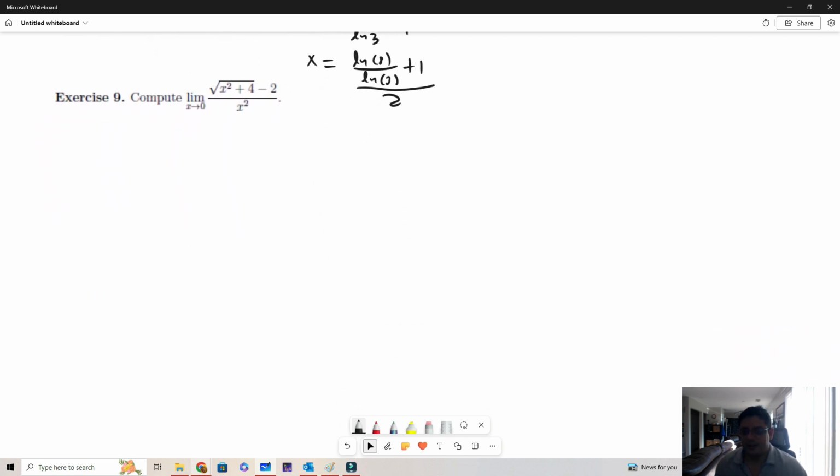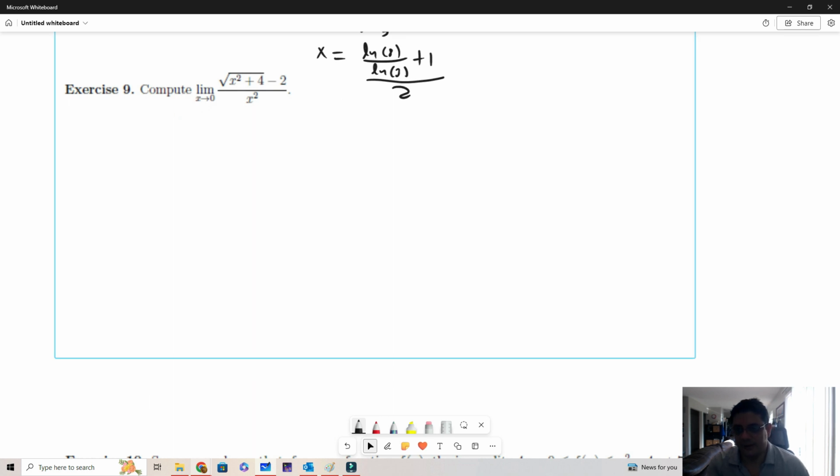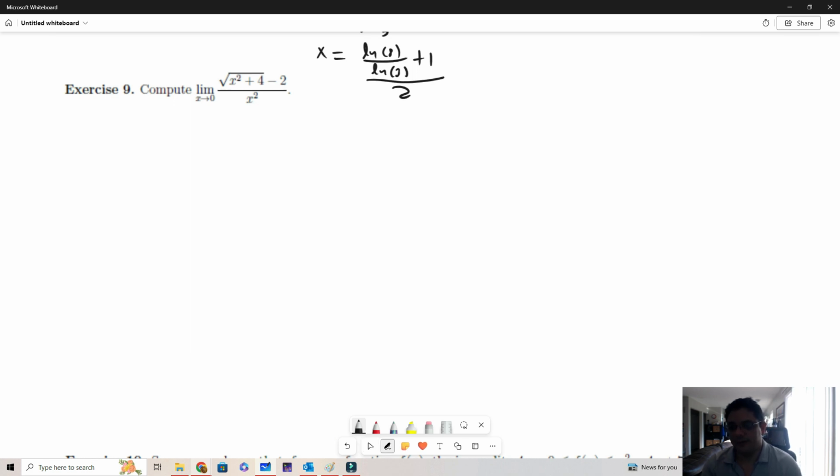Now, exercise 9 is a little bit more about how to compute limits that are a little bit unusual. And we have the limit when x goes to 0 of square root of x squared plus 4 minus 2 over x squared. One of the things that you notice is that if you plug in 0 right away, this is going to give you 0 over 0. And so this is not good. And I need to do something to flip around this and to find out the real limit.